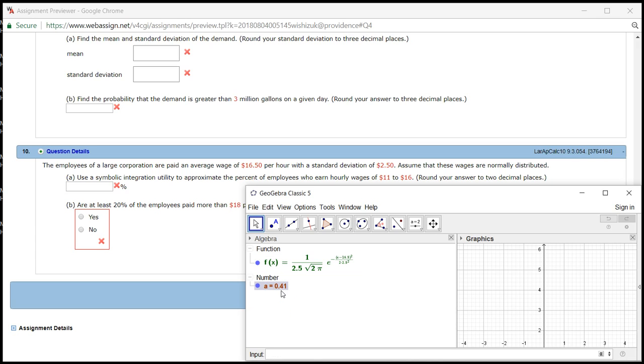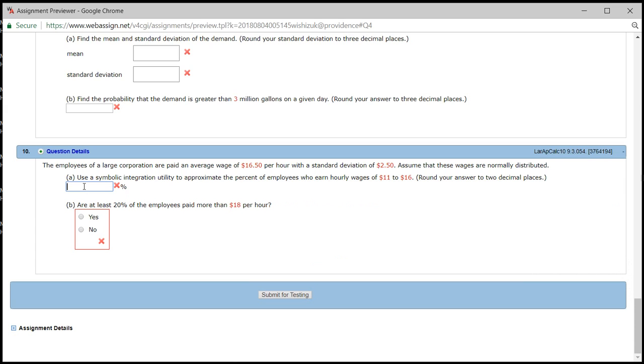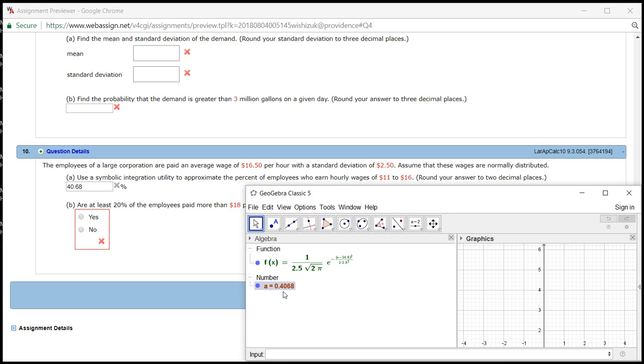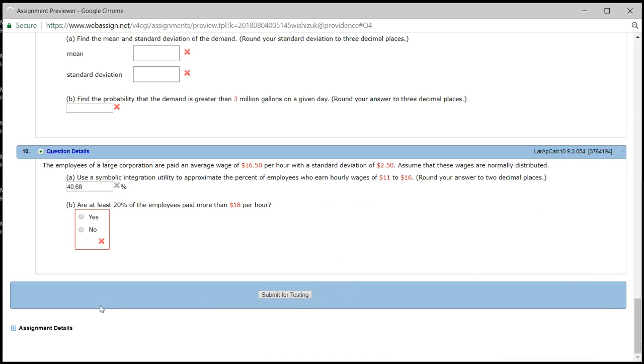We have two decimal places, but it's in percent, so I need to see a little more rounding. So with four decimal places, it's going to be 40.68%. Let me double check. 40.68%, right? Let's check the answer. Submit for testing. It came back and looks like we got part A correctly.